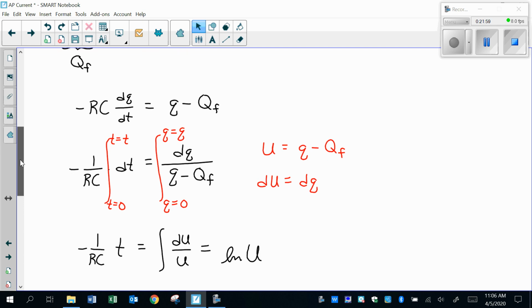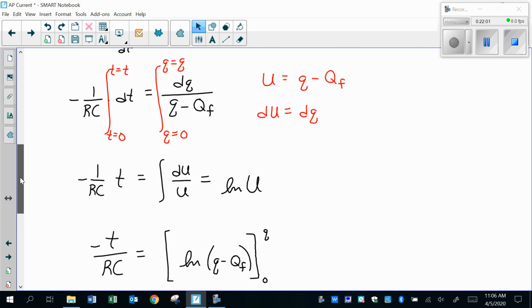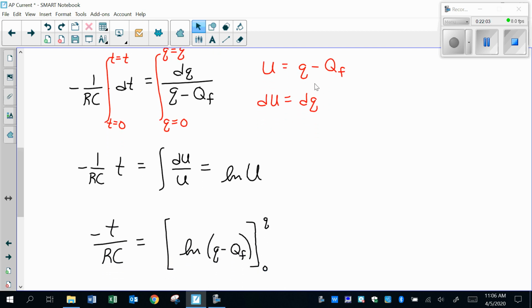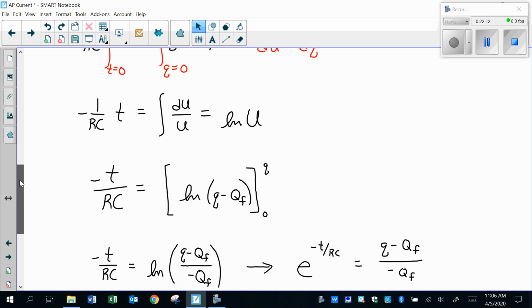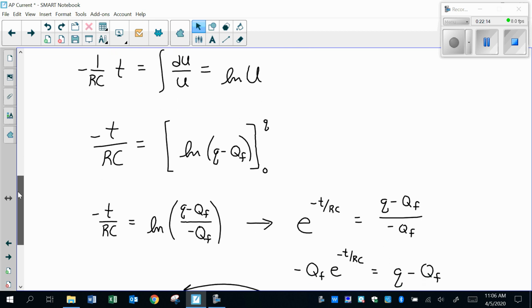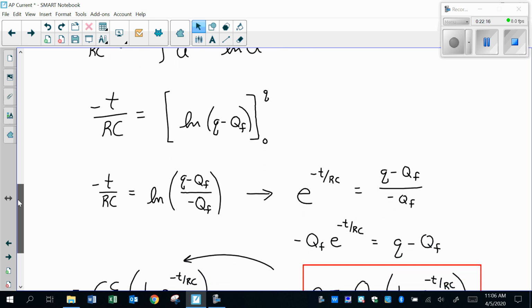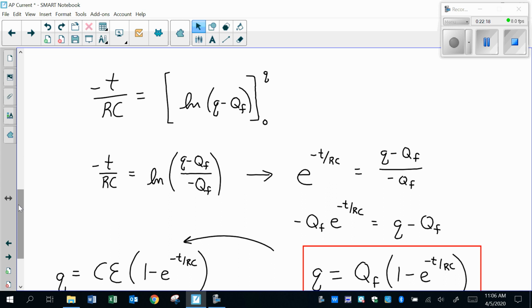So we end up putting our substitution for u back in here for our natural log. We have Q and we have 0. So again, I'm just progressing through with the math. Once I put in a Q and put in a 0, I do my subtraction, and I end up with this right here. And we want to solve for Q. Q equals is what we're looking for. So I've got to get rid of the natural log.